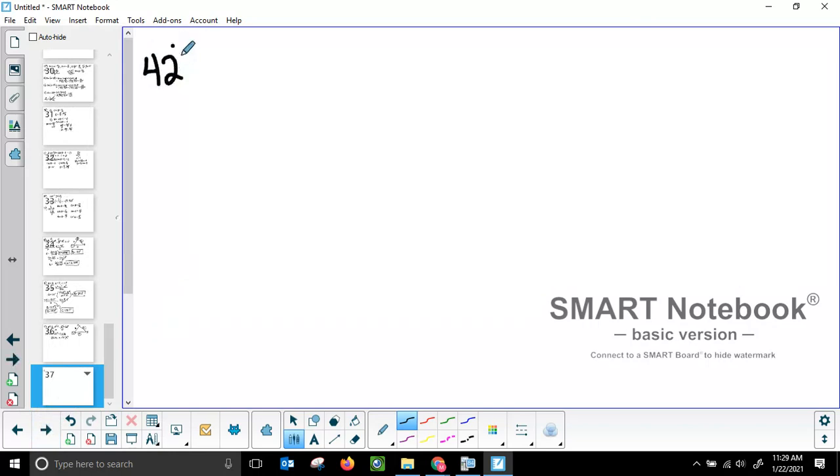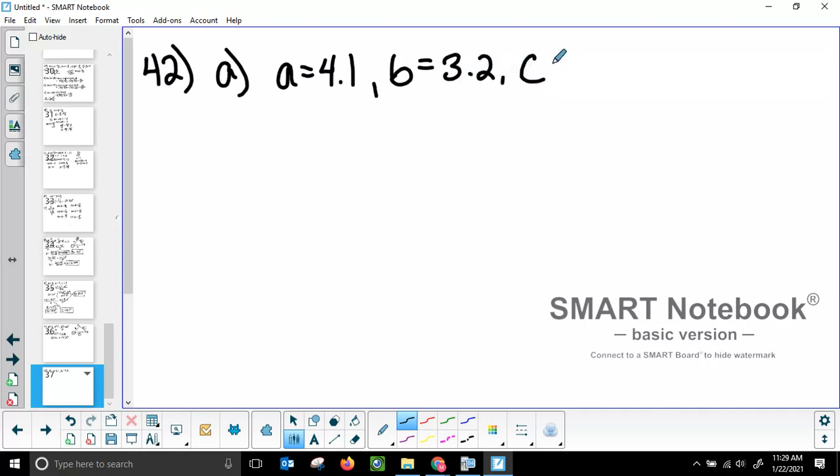42. So let's find the area of each triangle. Again, there's a couple of different area formulas on your formula sheet. All right, A says that A is equal to 4.1, B is equal to 3.2, and C is equal to 5.9.